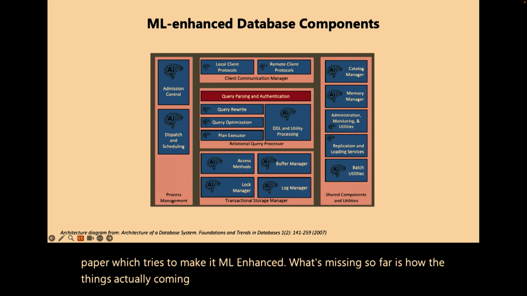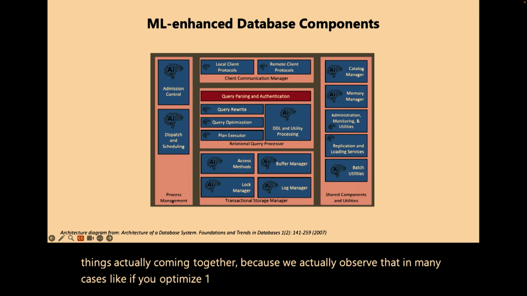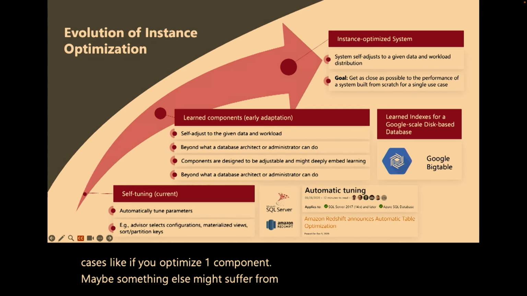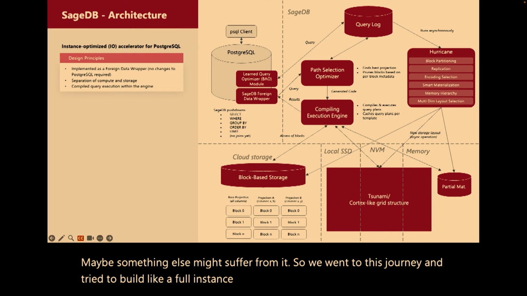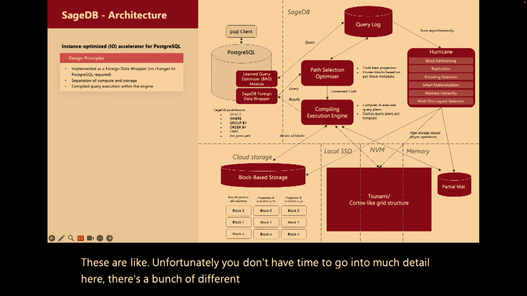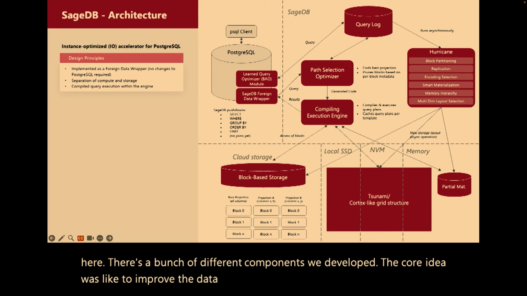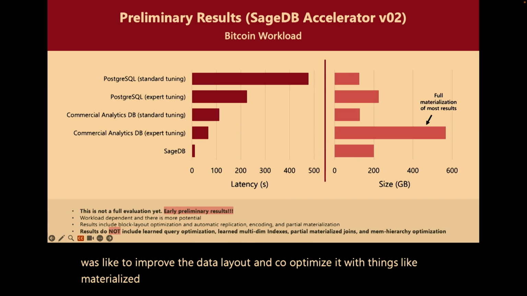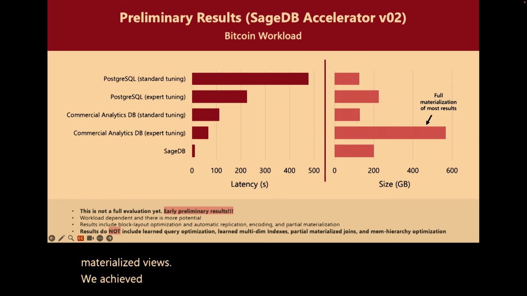Because we actually observed that in many cases, if you optimize one component, maybe something else might suffer from it. Right? So we went on this journey and tried to build a full instance-optimized system, which is called SageDB. Unfortunately, I don't have time to go into much detail here. There's a bunch of different components we developed. The core idea was to improve the data layout and co-optimize it with things like materialized views. We achieved some very promising results on it.